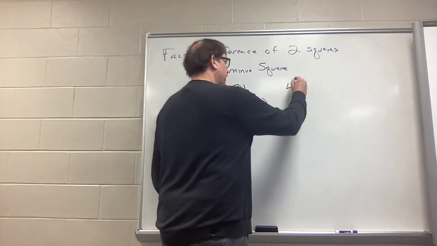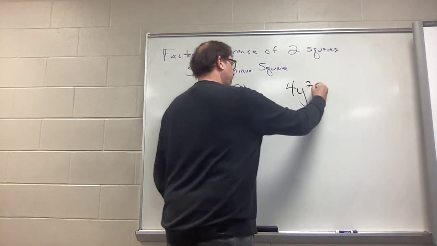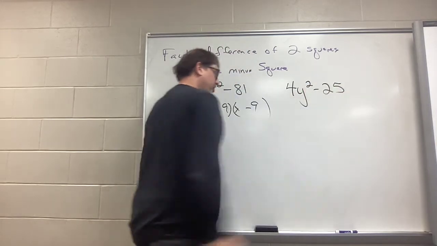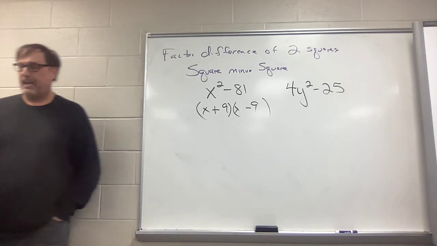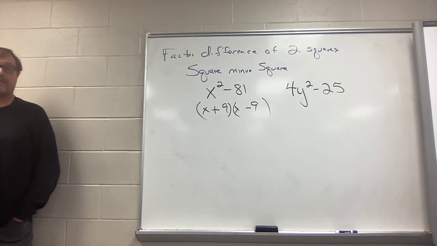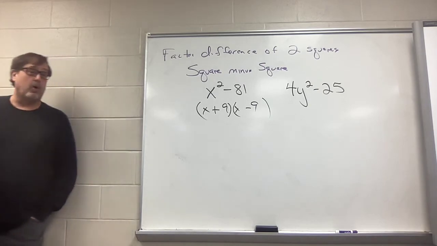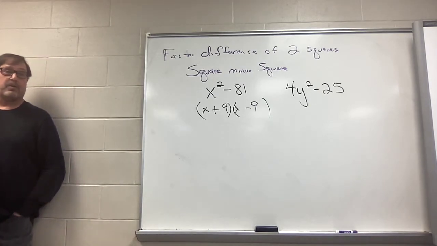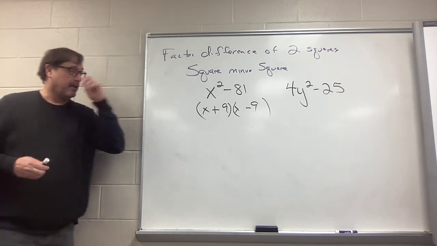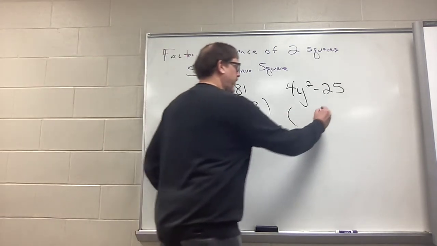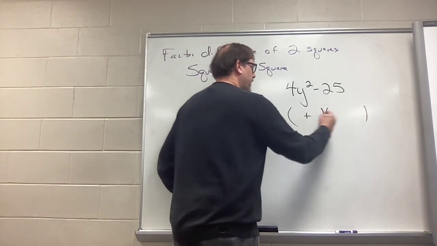Not necessarily much more difficult would be 4y squared minus 25. You have to ask the question, is it a square? Is it a minus? Is it a square? This thing we're teaching you only works in special cases. It only works in special cases. And in this special case, they are squares. One is plus, one is minus.